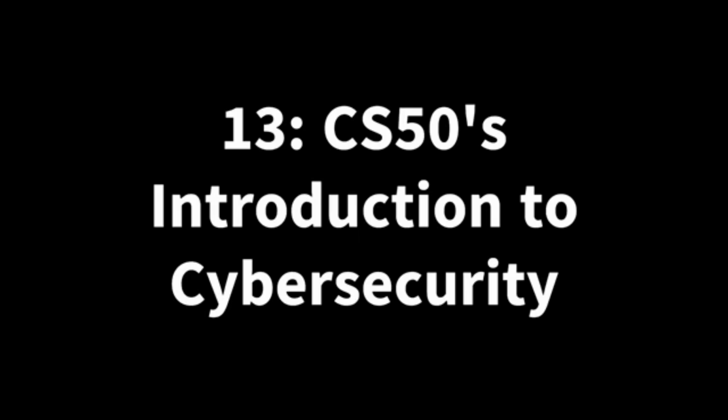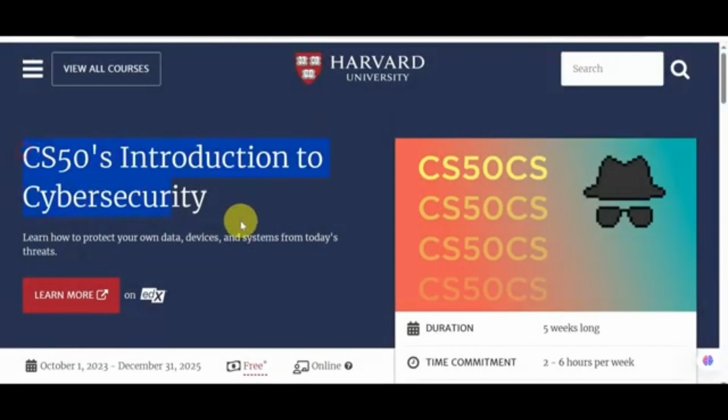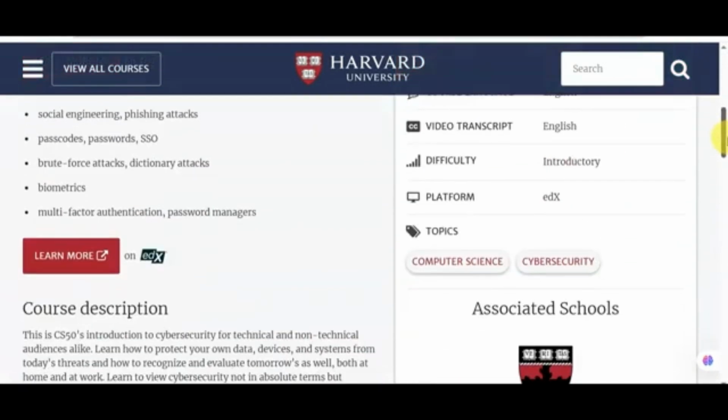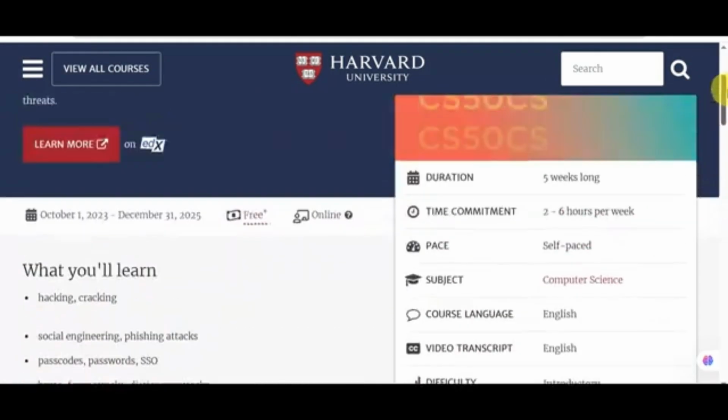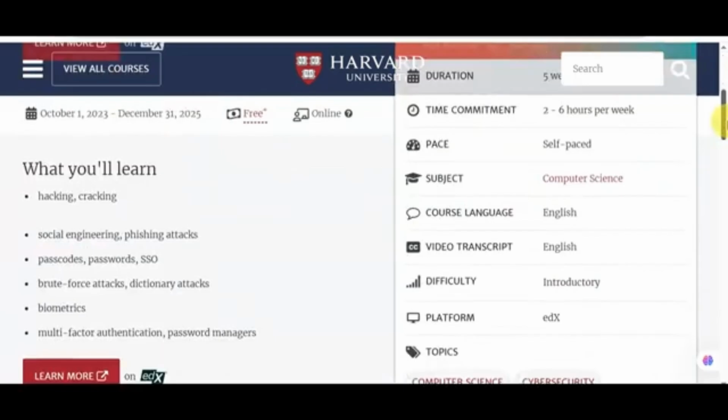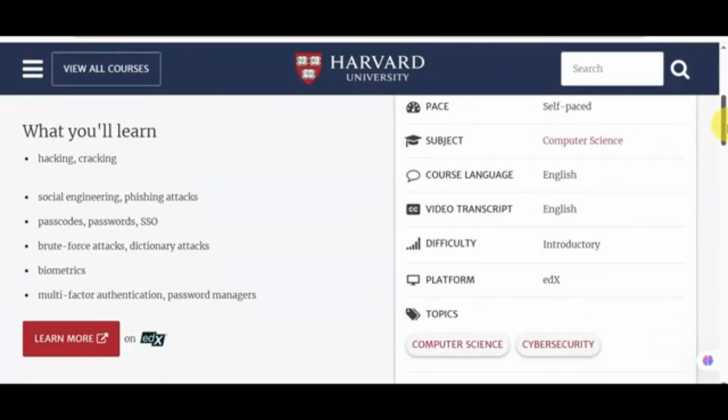13. CS50's Introduction to Cybersecurity. This is CS50's Introduction to Cybersecurity for technical and non-technical audiences alike. Learn how to protect your own data, devices, and systems from today's threats, and how to recognize and evaluate tomorrow's as well, both at home and at work.